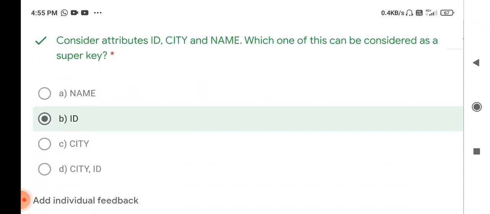Next question is, consider attributes ID, city, and name. Which one of the following is considered a super key? Here ID is a unique identity, right? So ID is a super key.